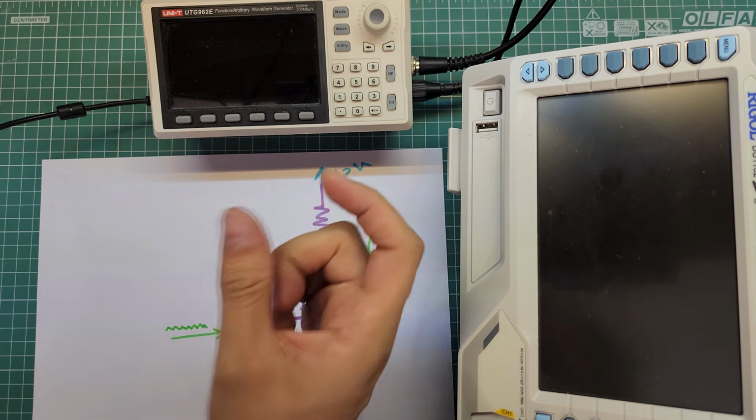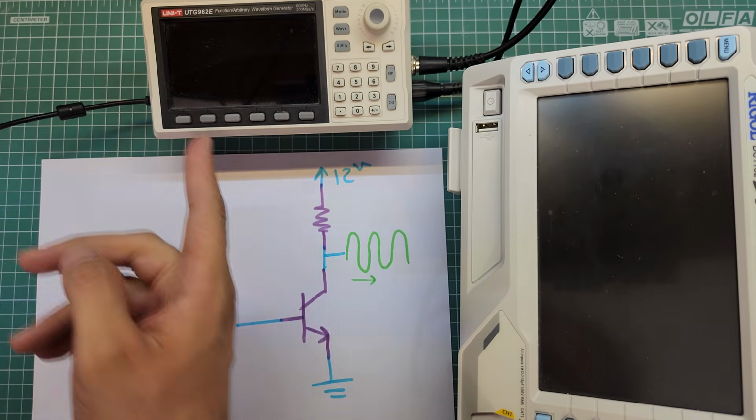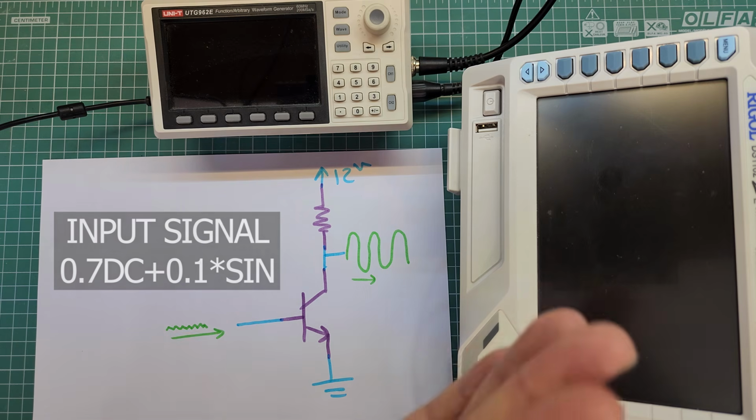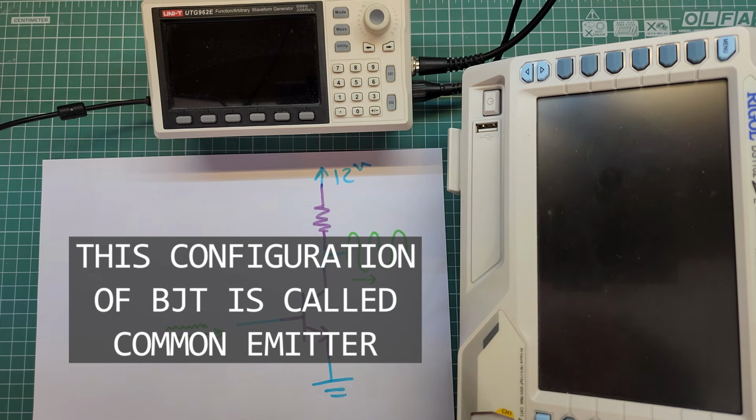I'm gonna generate a very tiny signal using my signal generator and apply it to the base terminal of this transistor, then probe this point using my oscilloscope to see the voltage amplification behavior of transistors.